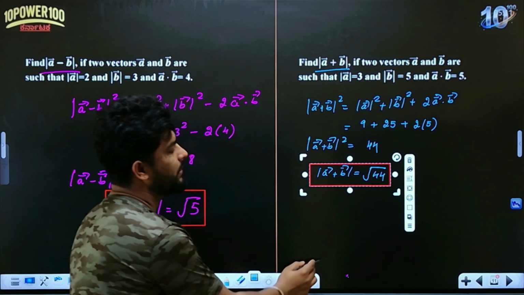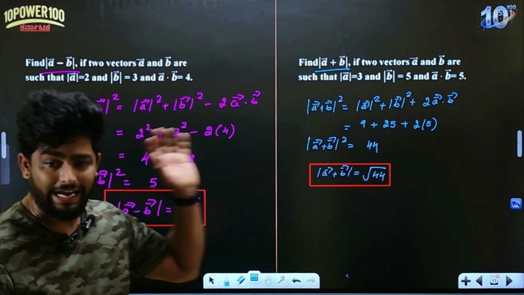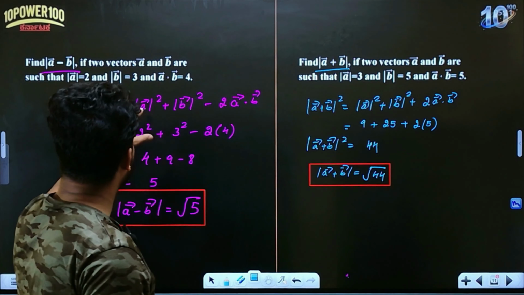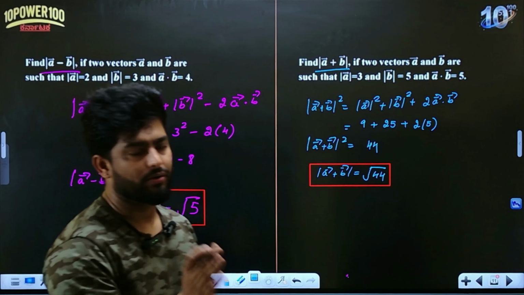Okay, so very simple, easily you can score 2 marks in these questions. Remember, we solve it using identities. And here we have to take always, whenever we write square we have to write magnitude.